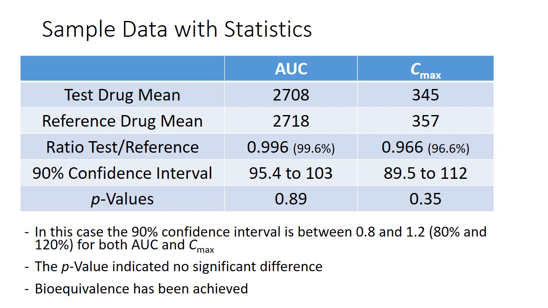So on this slide, hopefully this is going to make a little bit better sense. Imagine we have a test drug and a reference drug given at the same dose. The AUC is, we don't need units right now, 2708 and 2718, and the Cmax is 345 and 357. The ratio of the test to the reference, you're just dividing, so test divided by reference, 99.6. Test divided by reference, 96.6. What I did was convert this fraction into percent by multiplying by 100.